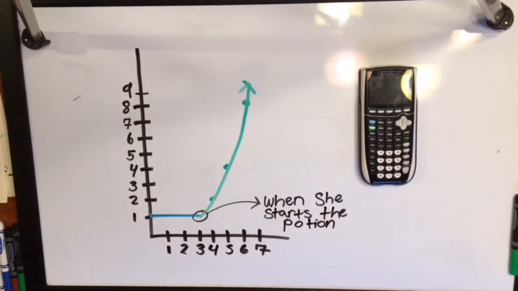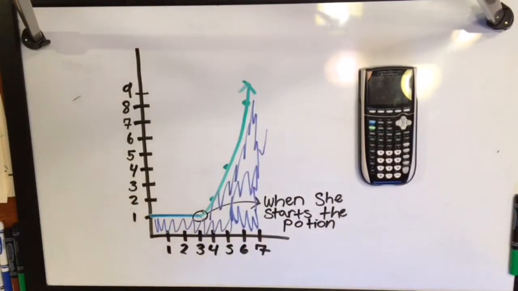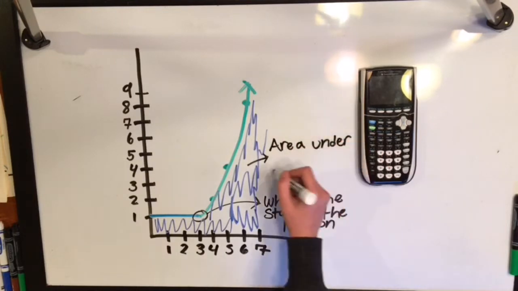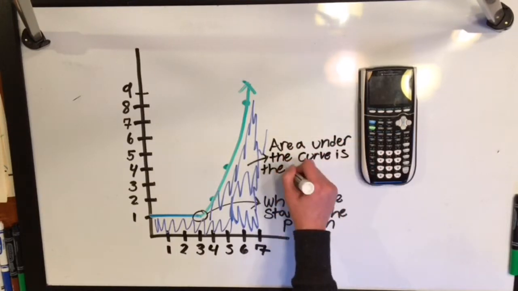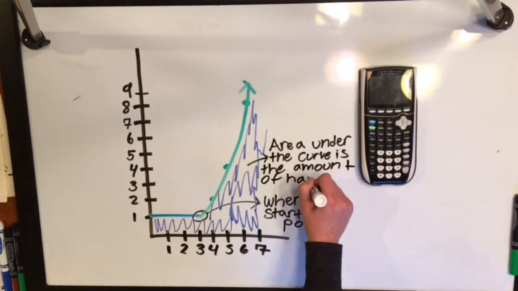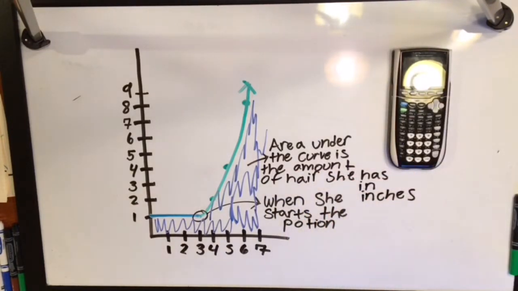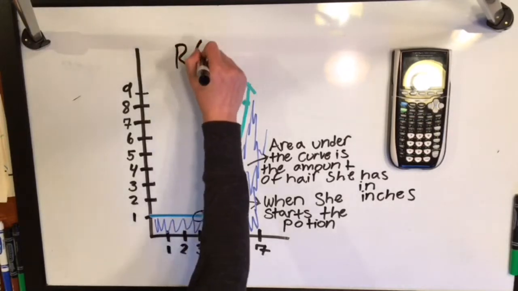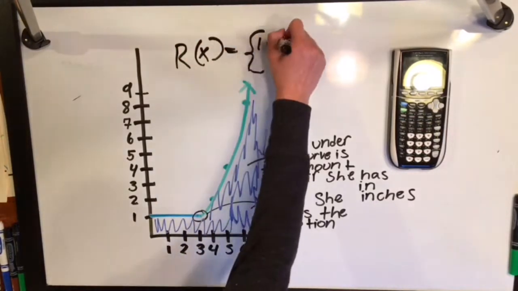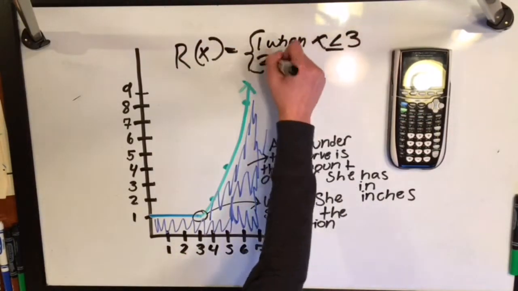Now, everything under these curves and lines is the amount of hair she has grown. So after 3 months of growing 1 inch per month, she has 3 inches of hair. As it begins to increase exponentially, she grows more and more hair per month. And at the top we have our equations. The 2 to the x minus 3 is for the green.